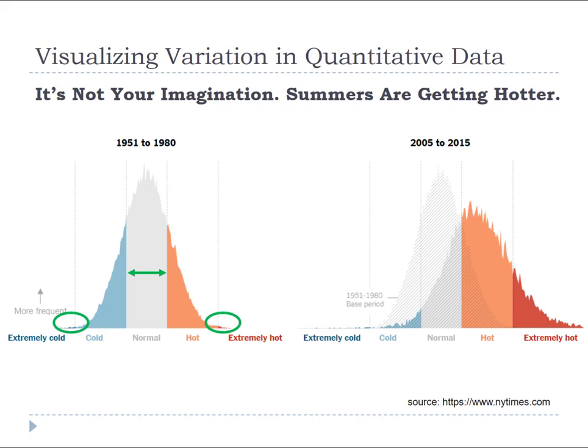Contrast that curve of summer temperatures with the one on the right, showing summer temperatures from 2005 to 2015. We see a major shift in the curve to the right. As we can see, this means a much higher proportion of countries are experiencing very hot summers and a much smaller proportion are experiencing colder summers.